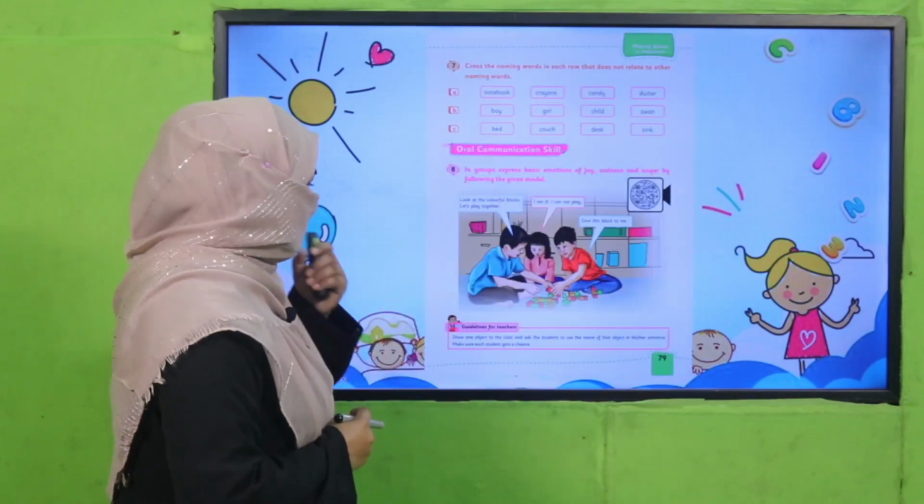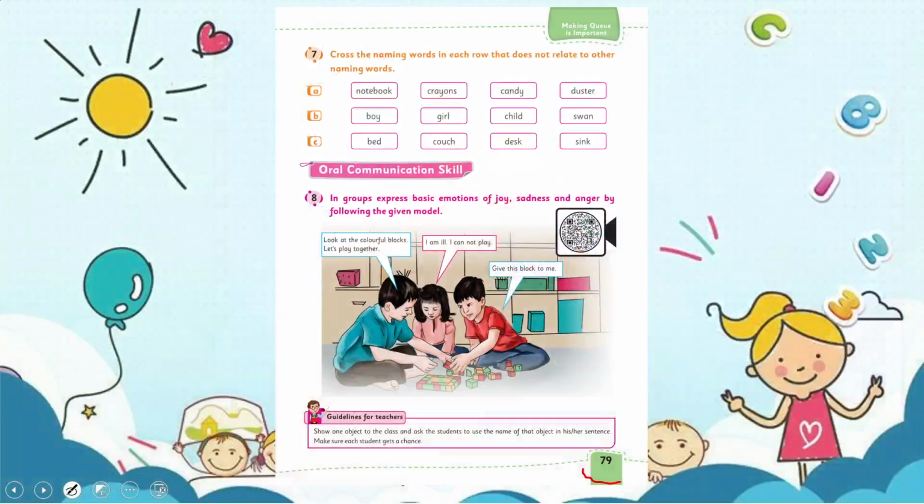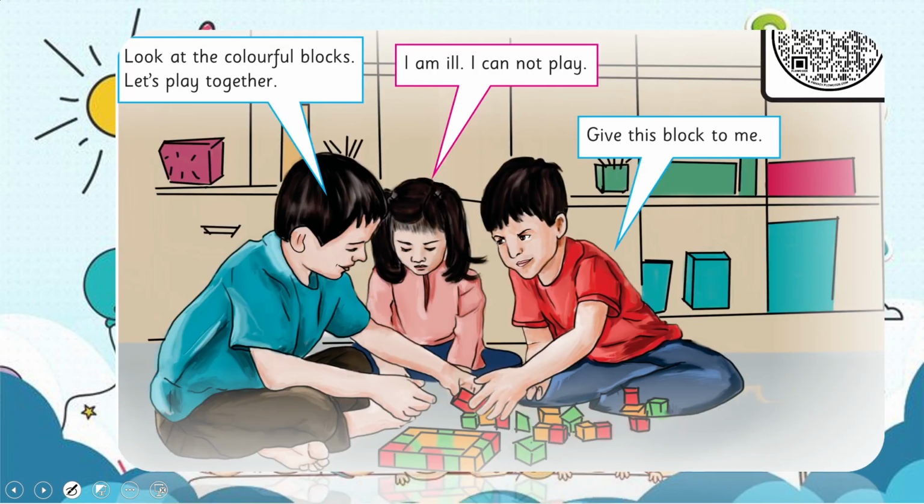So let's see what your book says about it. All of you open your book on page number 79. You see, there is a group of children, two brothers and a sister. They are sitting, and one is saying, "Look at the colorful blocks. Let's play together." He's happy. But sister says, "I'm ill. I cannot play." She's a little sad. "I'm ill." Okay, it's okay.